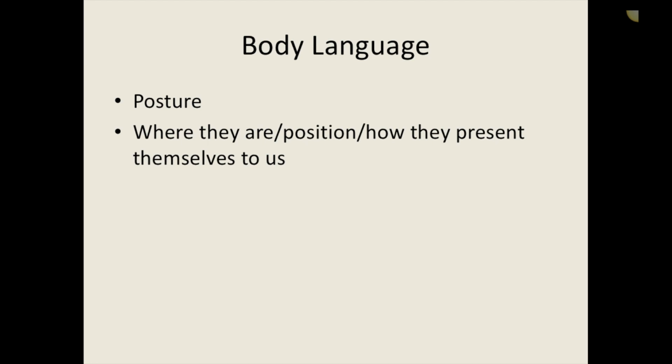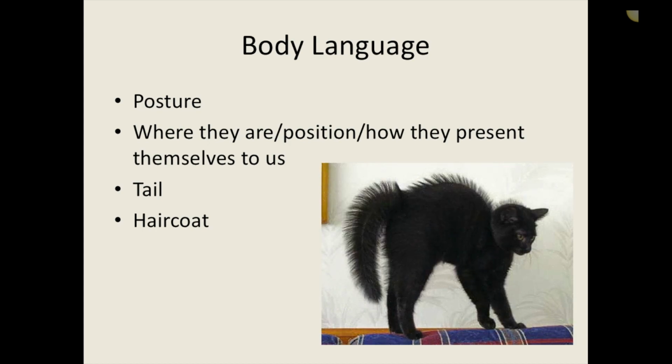So body language: we often look at posture, so where they are in their space, their position, how they present themselves to us. We look at their tail, we look at their hair coat. Just going back, when we're talking about where they are in their space, I'm going to approach a cat very differently if it is hiding at the back of their kennel versus if it's sitting in the middle of their kennel, relaxed, looking around. And then lastly, if it's sitting at the very front of their kennel, growling at me. So those are three totally different cats. They're feeling completely different, and I have to treat them all very differently in my approach.